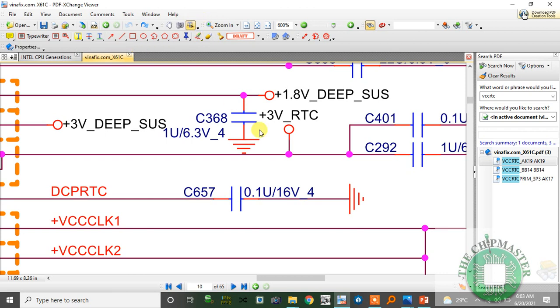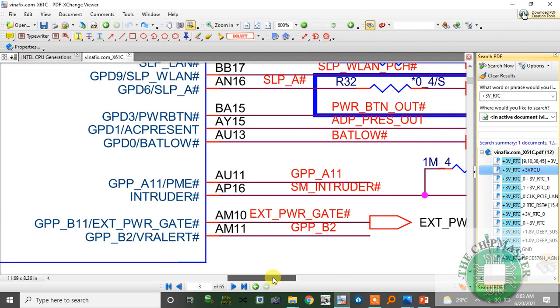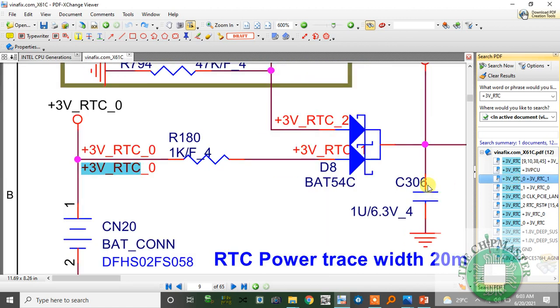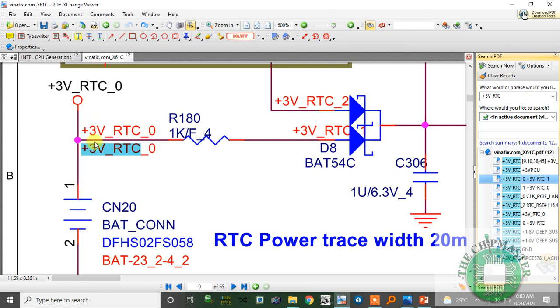So let's take a look at where the signal is coming from, and it is +3V_RTC. We paste it right there, and we go down until we find the signal. This is not it. Nope. Okay, here we go. So it is the RTC power trace, and this is the RTC power connector. This is the RTC battery connection, as you can see, BAT_CONN, and it's coming out of the CMOS battery and becomes +3V_RTC_0. At the same time, another part is going to this 1K resistor R180, and it becomes +3V_RTC1, and we have another part here.